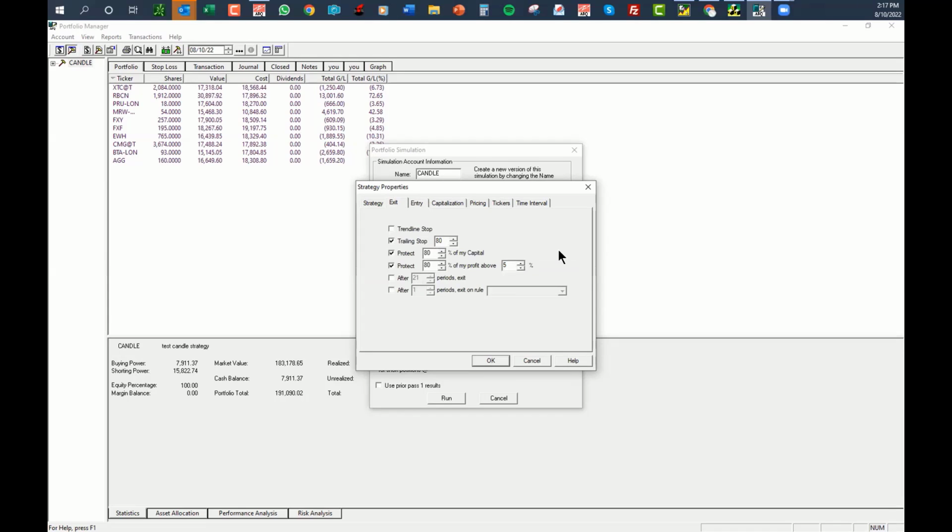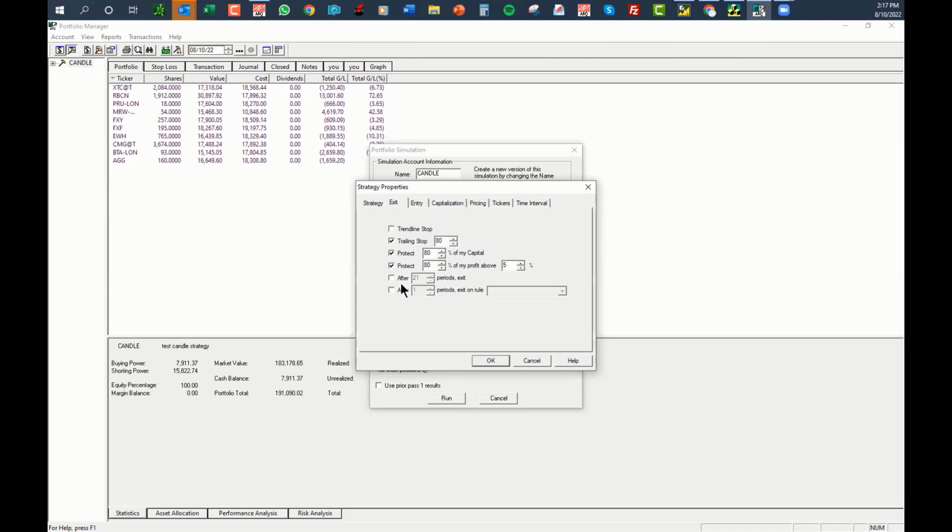Exiting is very similar to what you have when you just do vanilla back testing. You can do trading stops. You can protect 80% or whatever number you want of your initial capital. You can then protect a certain percentage of an initial profit that you've made. So when it goes up and then falls back, in the same sort of vein as trading stops.